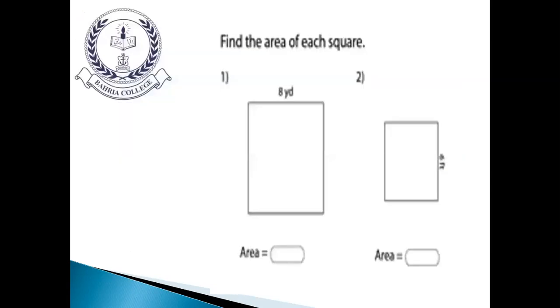Now another thing, find the area of a square. This you have to do yourself. Say 8 yards it is written, you can find it out as 8 centimeter. This is what we have done in the example. And the other one is 4 feet, you can do it as 4 centimeter also, and you have to find out the area. This is your homework, so please take a picture of it, I'm waiting for you, and then I will be moving on. Okay, next slide.